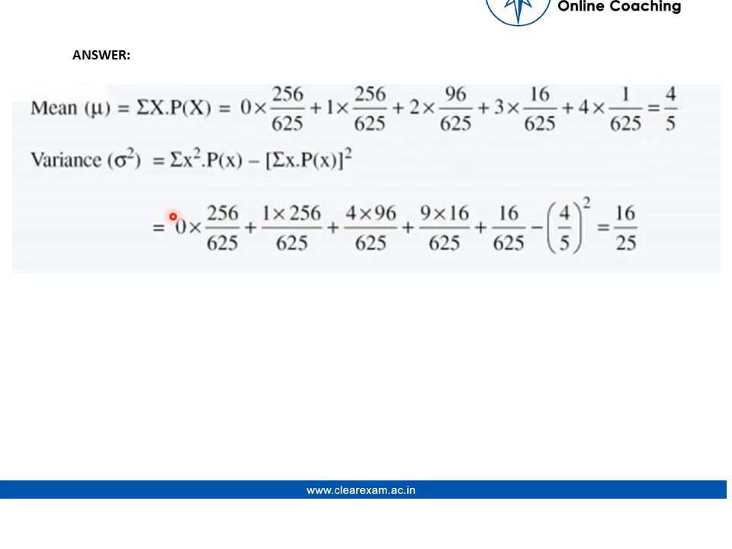Now the formula for variance is sigma x squared p(x) minus the square of sigma x p(x). So here we are taking the square of our choices. Okay, so this is the formula that we'll be calculating, from which we'll get the answer of the variance, and the variance is 16 by 25.